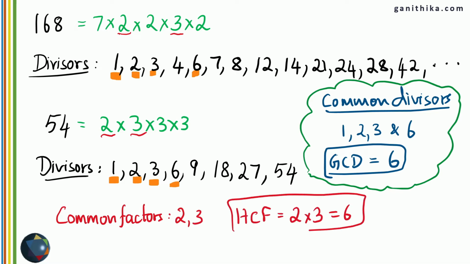Now what you do for HCF is you want the highest common factor. 2 is one common factor, 3 is another common factor. If I multiply 2 and 3, I'll get the highest common factor, which is 6. So in this way, we can find the highest common factor of 168 and 54. Try to find HCF or GCD for any other two numbers as you wish.